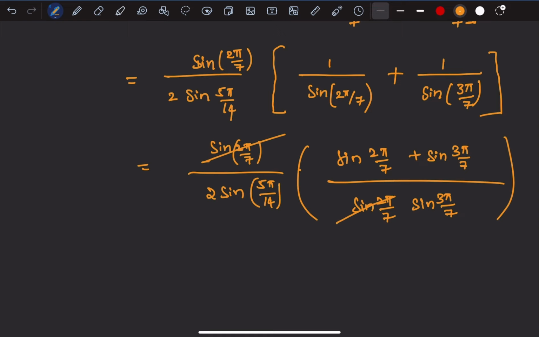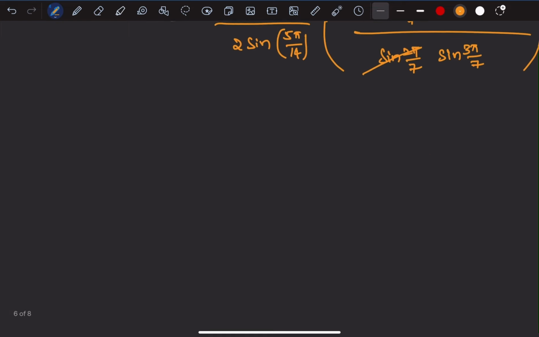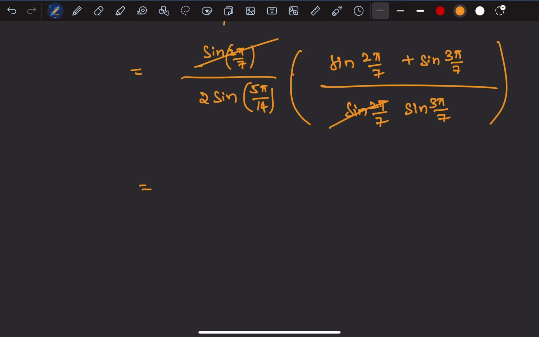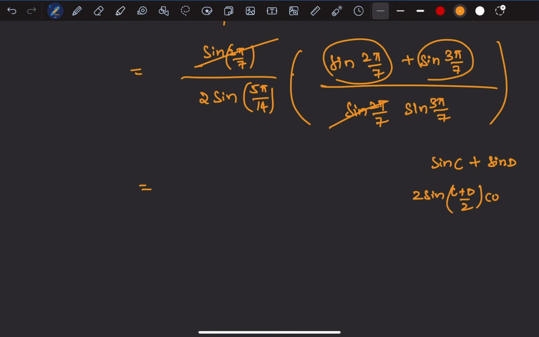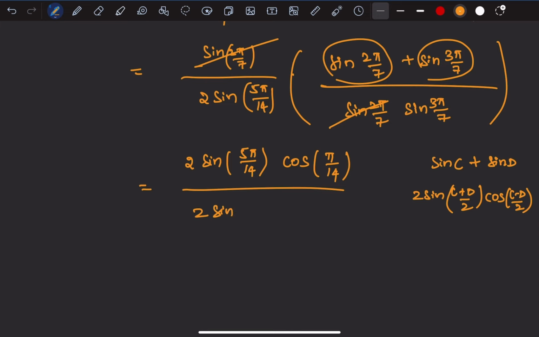So this and this get cancelled. Now in the numerator you can apply sin C plus sin D. This looks something like sin C plus sin D. That will be 2 sin of (C plus D) by 2, cos of (C minus D) by 2. So 2 sin (C plus D) by 2 will be 2 sin 5 pi by 14, and cos (C minus D) by 2 will be cos pi by 14, divided by 2 sin 5 pi by 14 times sin 3 pi by 7.